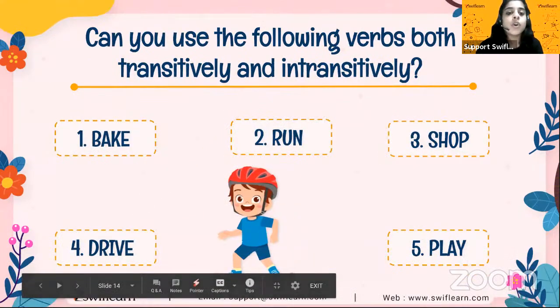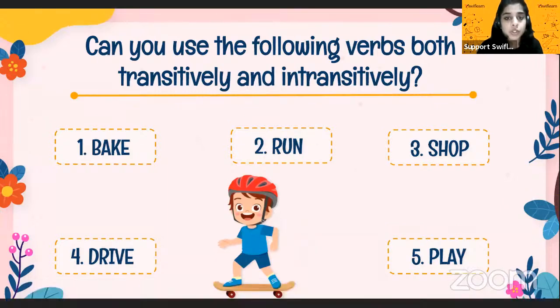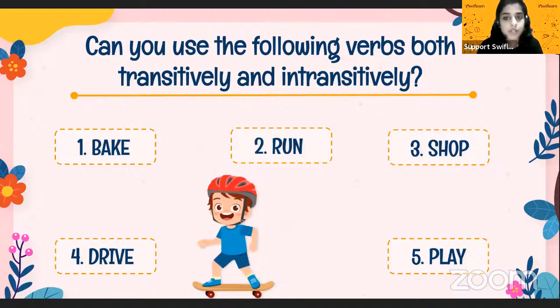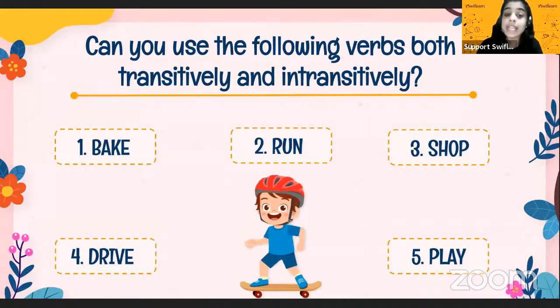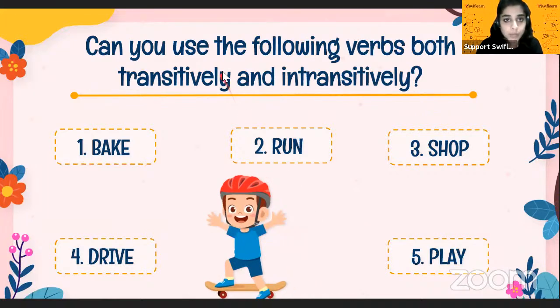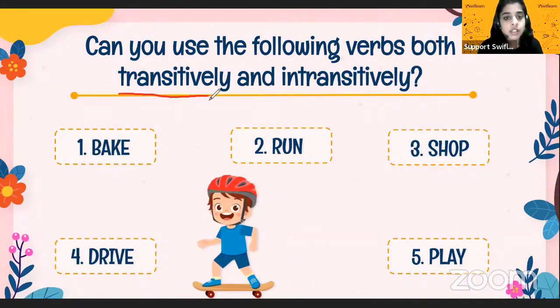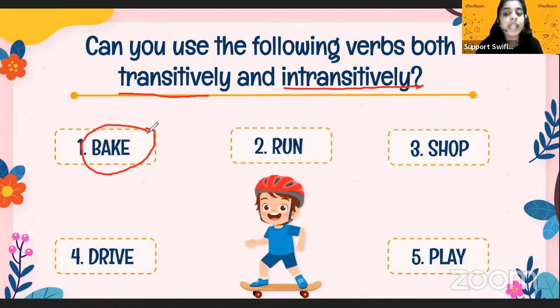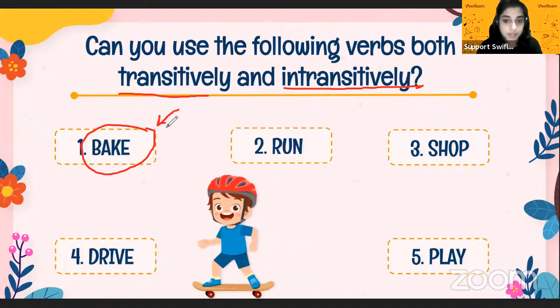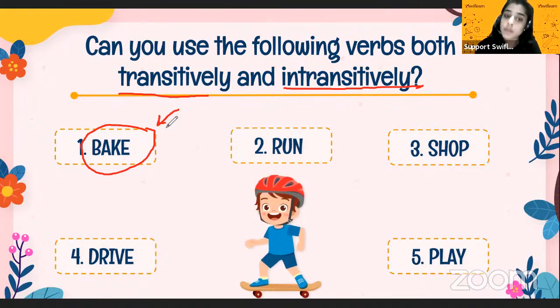Now, I'm giving a task to you. You can also take a screenshot of this if you would like to. Can you use the following verbs both transitively and intransitively? If you remember, transitively means we need an object in the sentence, and intransitively means we don't need an object. So the first verb here is bake. Can anybody make a sentence and use the word bake transitively and intransitively both? Where we need an object in one sentence and don't need an object in the second sentence. Quick, quick.